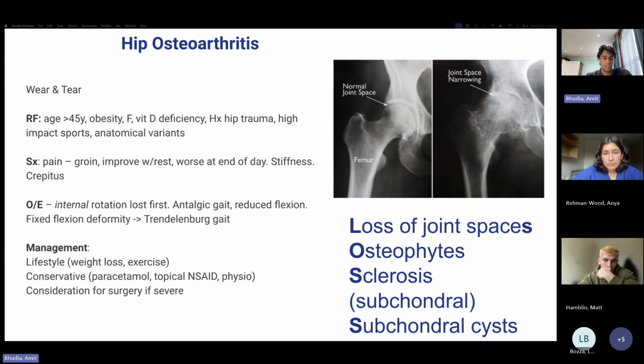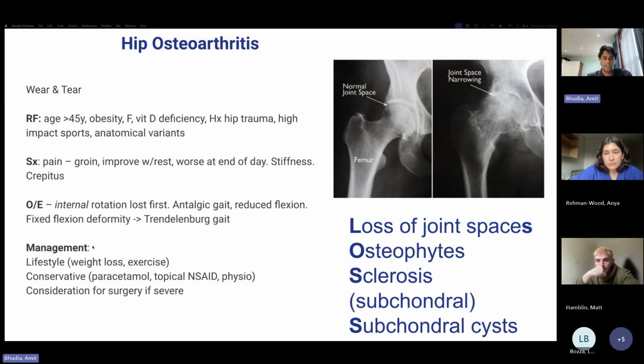And the symptoms tend to be pain around the groin area, which improves with rest. It's usually worse at the end of the day after they've been walking about, and they can get this stiffness and crepitus of their hips. And then, like I mentioned before, the first symptom that they usually notice is loss of internal rotation.